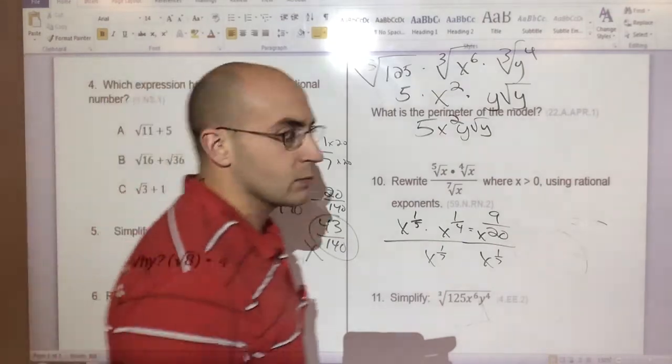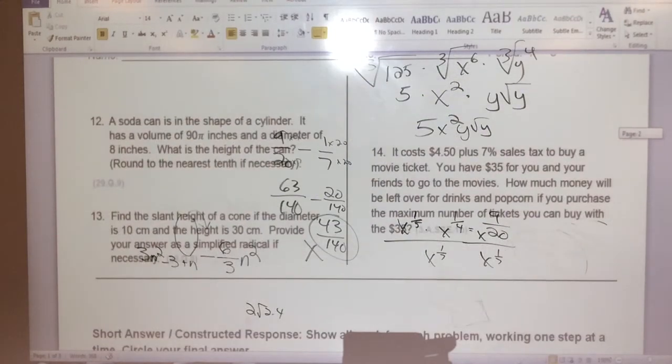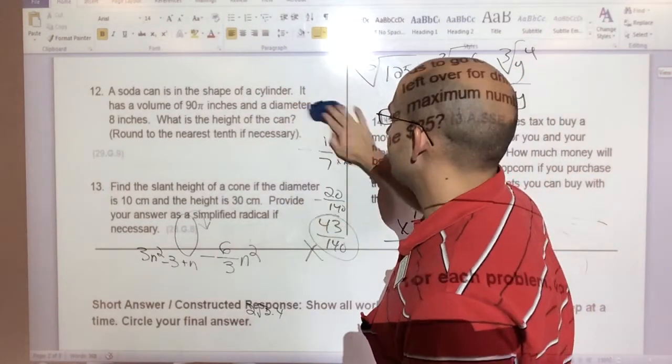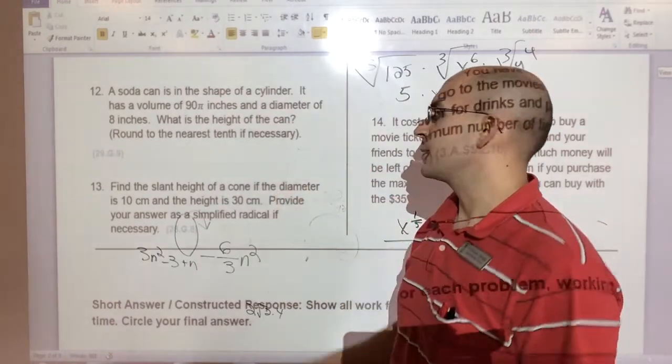Matter of fact, let me scroll down a little bit more and see if we got one for you. All right, so number 12. We should be able to work out number 12 pretty easily now. I'm going to give you something with a pi in there. So with the pi, it's on the other side, it's weird.